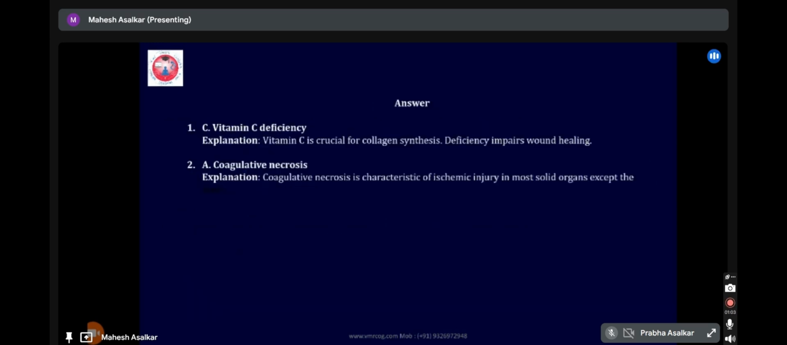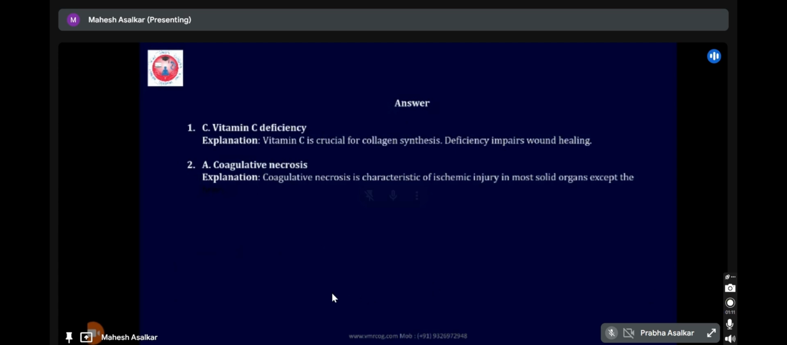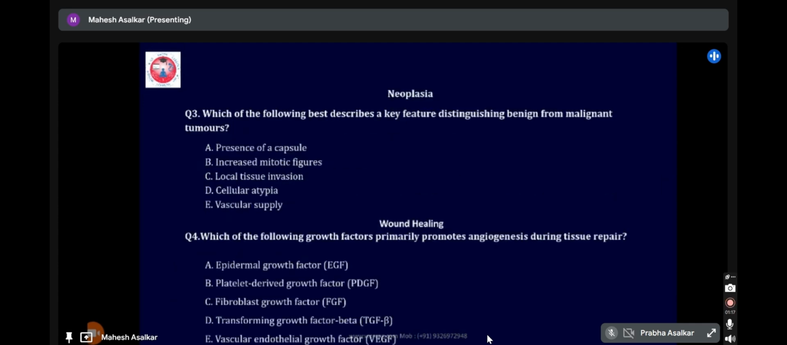So, question one, vitamin C deficiency will impair wound healing, and coagulative necrosis is a characteristic of ischemic injury in most of the solid organs, except in the brain. Next, question three and question four, Dr. Sinchana, you'll take this.